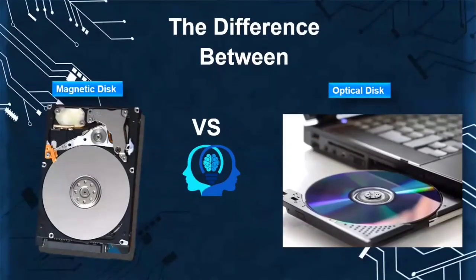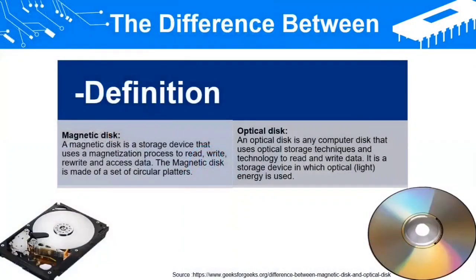This is an example picture of a magnetic disc and an optical disc. So this is the first topic, the definition of magnetic disc and optical disc. A magnetic disc is a storage device that uses a magnetization process to read, write, rewrite, and access data. The magnetic disc is made of a set of circular platters.